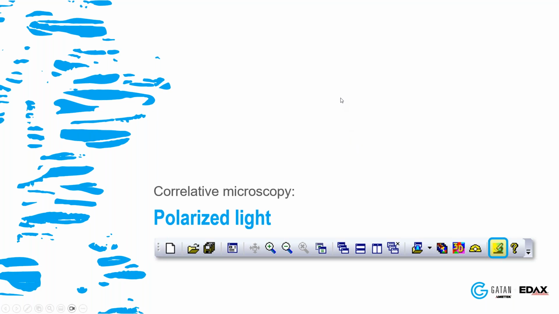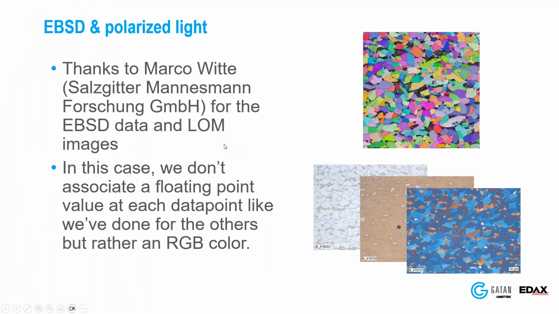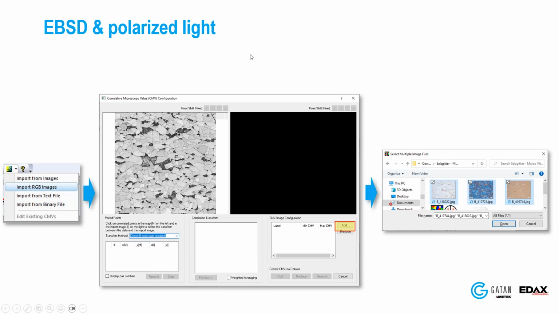And this is a little different approach. So once again, I'm going to use the little tool. This data comes from Salzgitter-Mannesmann portion in Germany from Marco Ritter. And in this case, we're not going to actually associate a floating point value at each data point like we've done, but we're going to associate a color. So we've had to modify OIM to allow colors at each point instead of a floating point value. But that's been done. And it's done quite similarly.